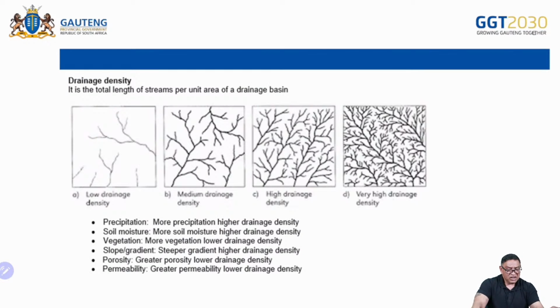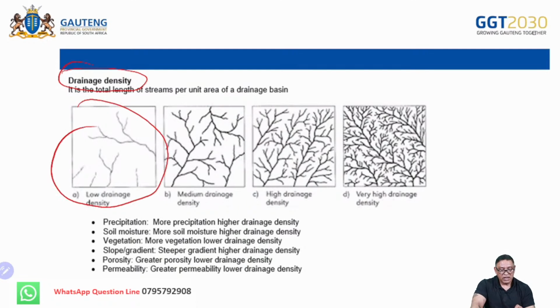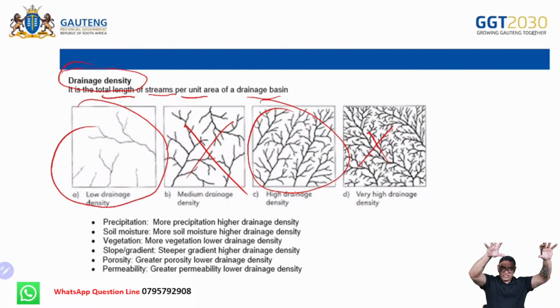Then drainage density. Of course, I've had this as medium high, but the guideline stipulates low and high density. But this just gives you an idea of what drainage density is. We have to look at the guideline. It says low drainage density and high. Of course, what is drainage density? The total length of all streams per unit area of basin. I can't say the density is high if the unit area is not the same.